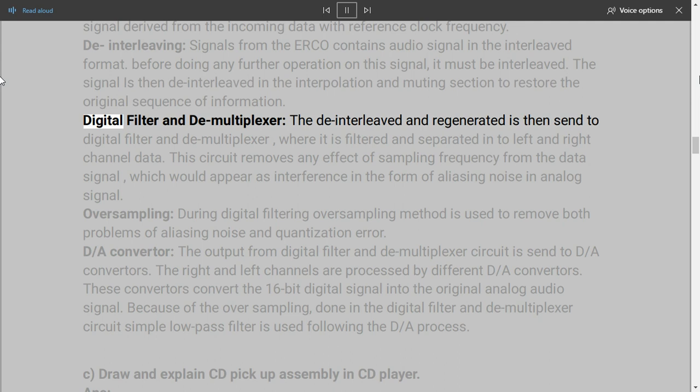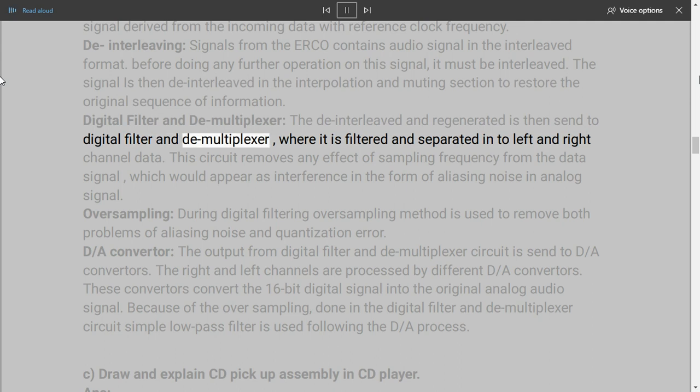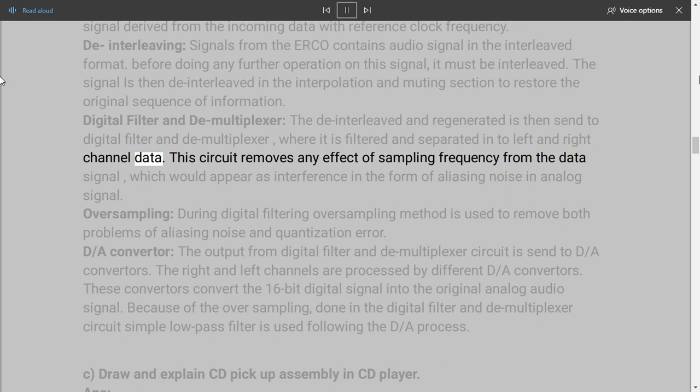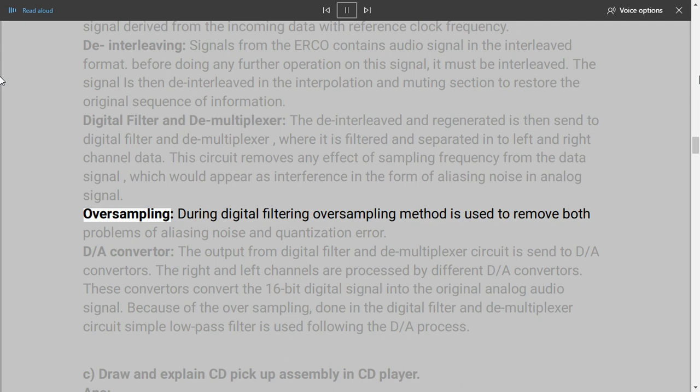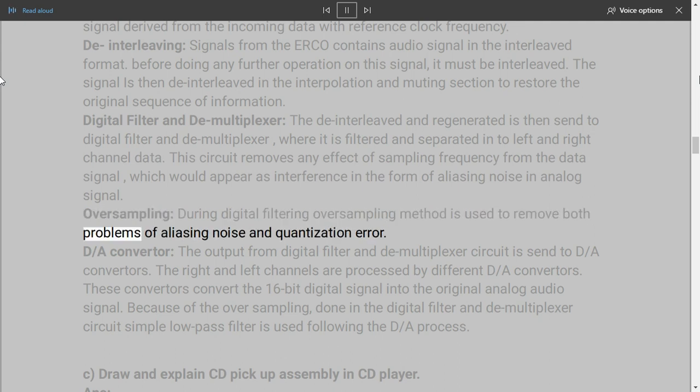Digital filter and demultiplexer. The deinterleaved and regenerated signal is then sent to the digital filter and demultiplexer, where it is filtered and separated into left and right channel data. This circuit removes any effect of sampling frequency from the data signal, which would appear as interference in the form of aliasing noise in the analog signal. Oversampling. During digital filtering, the oversampling method is used to remove both problems of aliasing noise and quantization error.